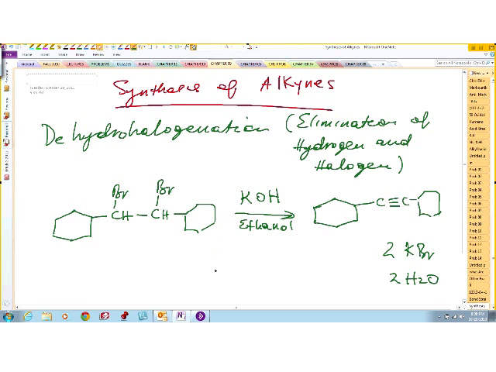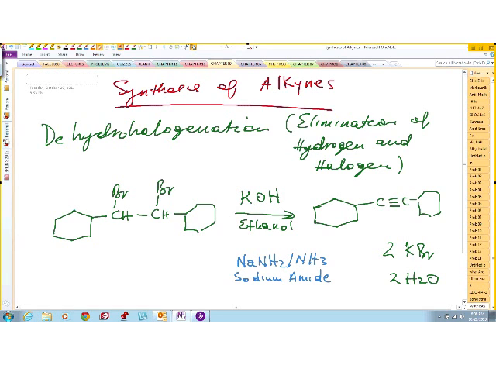Instead of using potassium hydroxide, we could also use this other reagent here, called sodium amide. Very often when we use sodium amide, we also use it in the presence of ammonia as solvent. So you could see us write sodium amide with ammonia, or sometimes sodium amide by itself. The same thing we do here, we could simply just write potassium hydroxide.